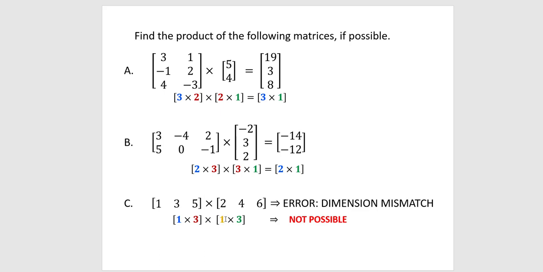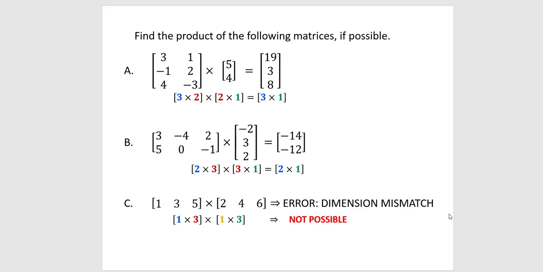Now let's discuss how to do these 3 examples using the TI-84 calculator. On the first set, the number of columns in the first matrix and the number of rows in the second matrix are both 2. So they can be multiplied. The number of rows in the first matrix is 3. And the number of columns in the second matrix is 1. So our product matrix will be a 3 by 1 matrix.